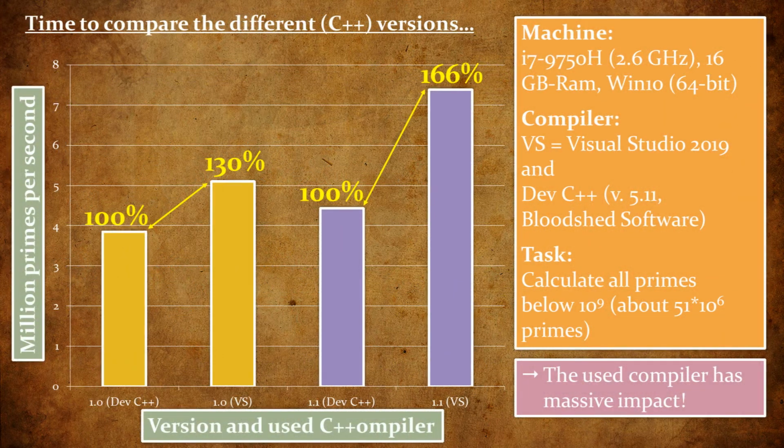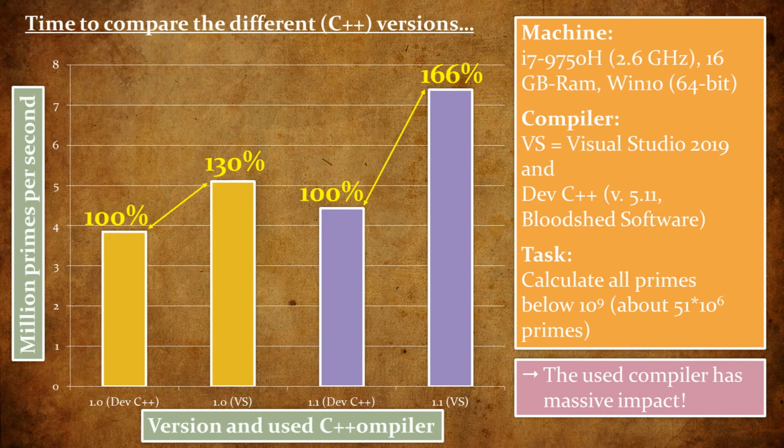Time to compare the different C++ versions. Here we use 2 different compilers to compile our ideas: Visual Studio and Dev C++. The task is to calculate all primes that are smaller than 1 billion, and that's about 51 million prime numbers. And as you can see, our version 1.1, that's the version where we insert the primes later, runs about 66% faster if compiled with Visual Studio. So we can see that the used compiler has a massive impact on our performance.